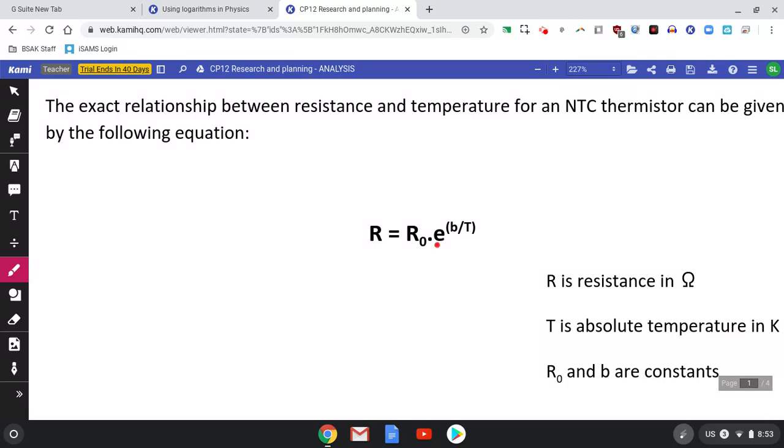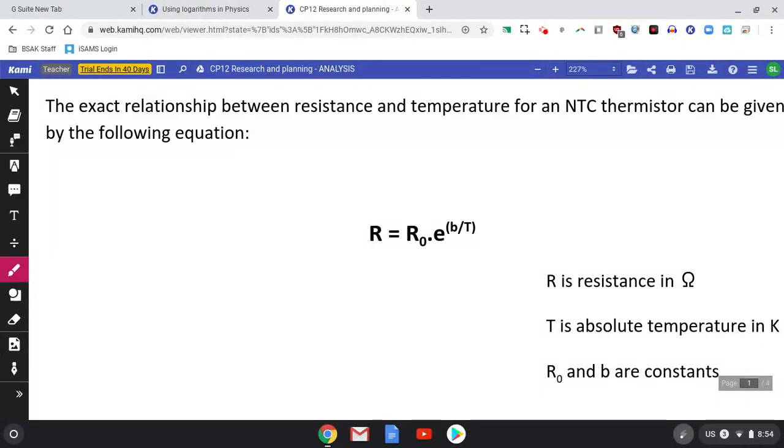Now E, I'll come to that in a minute. That's called the natural number, which is a constant. It's a mathematical constant, which is 2.718 to the nearest third decimal place. So anyway, that is our relationship, which is why we get a curve. So it's definitely pretty far from being a linear relationship. But we need to get it into a linear relationship.